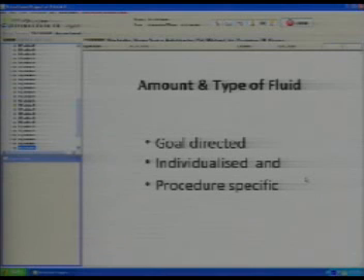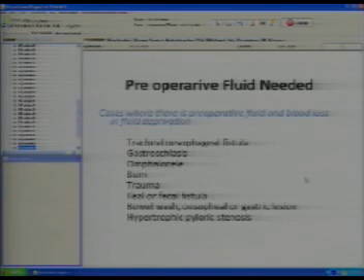Goal directed means what is the aim, or what sort of goal? We don't know the goal yet. Some people use the cardiac output as a goal, which means flow directed, stroke volume or cardiac output as a goal to give fluid. Whereas we are not clear about it.